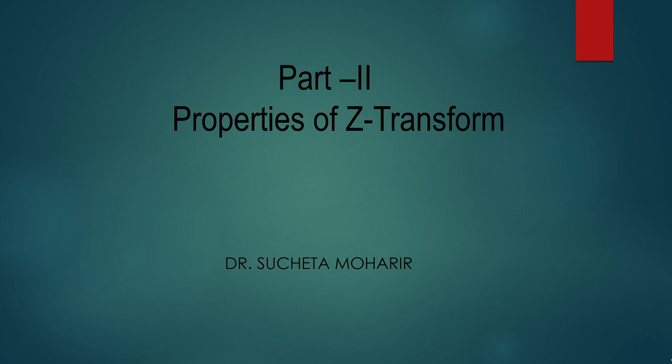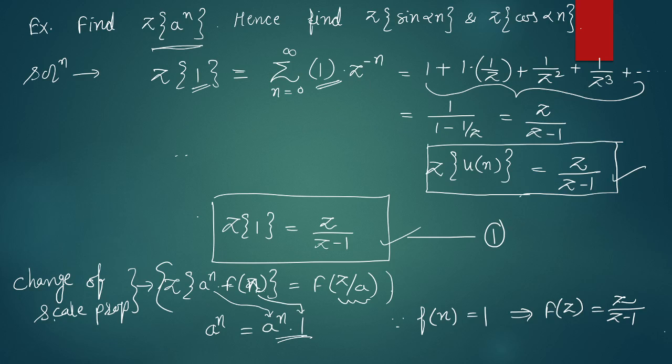Welcome you all in the video lecture on the topic Properties of Z Transform Part 2. In Part 1, we discussed the definition of Z Transform and some properties of Z Transform, that means linearity property, change of scale property. Now, here we solve problems on change of scale property. Here, find Z transform of a to the power n. Hence, find Z transform of sin alpha n and Z transform of cos alpha n.